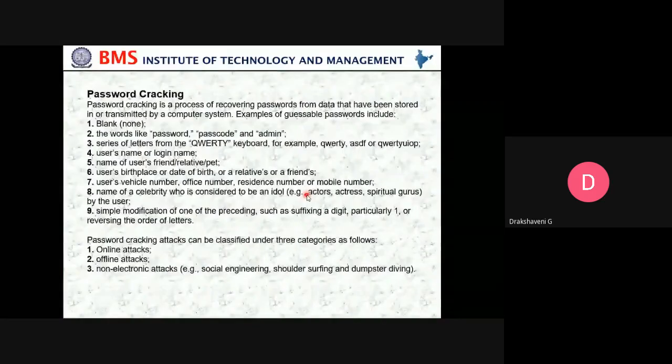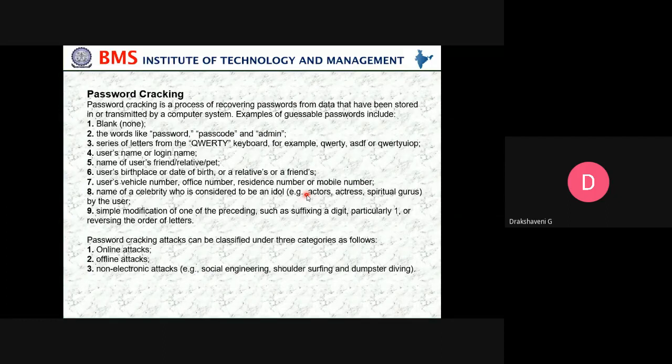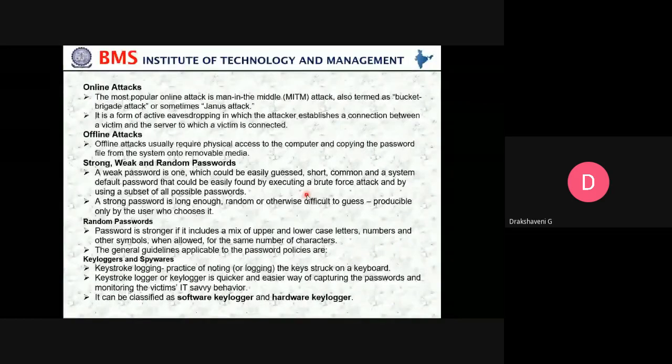Again, in this case, how the passwords are classified. They are classified into three: online, offline, and non-electronic attacks. We have seen what an online attack is and what an offline attack is. In offline attacks, what is a weak, a strong, and a random password. A weak password is one we just guess; it is short and common. Whereas in a strong password, there is a mixture of letters and it is very difficult to guess. A random password is a mixture of lowercase, uppercase, numbers and other symbols.